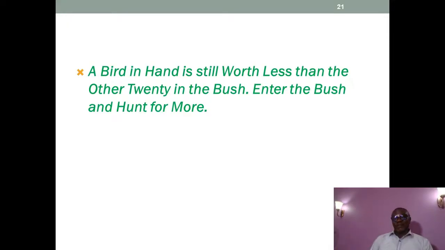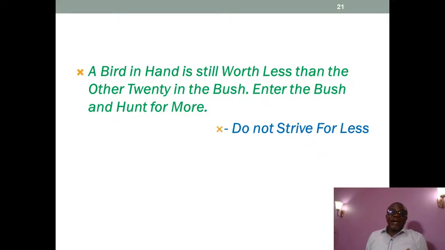That scale you use to get that one, if you enter the bush where there are 20 of them and apply that same scale, you will see that you will get more, instead of you just being satisfied with the one you have at hand. So I said, please do not strive for less. Do not strive for less. If you have one, there are 1,001 birds still in the bush. Use that scale you used to get one to go into the bush and get more, because one will not be enough for you.